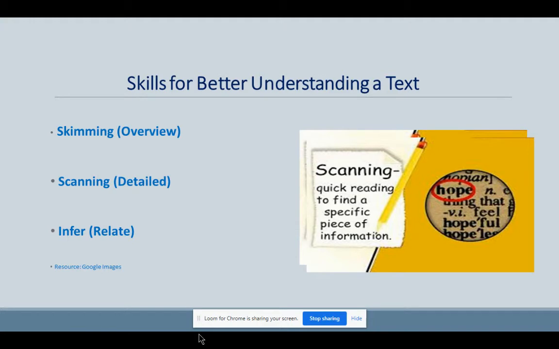And lastly, we have inference skills. Not all the questions are direct, we know this. There are sometimes questions which need our anticipation, which need our skills to relate them with our prior knowledge or the clues that are already given in the text. So these 3 skills are very important to answer any comprehension questions.